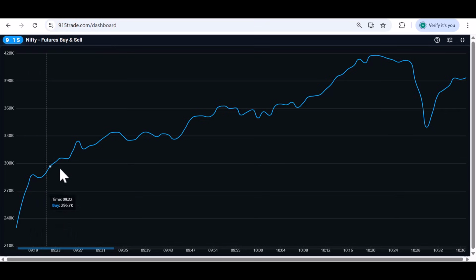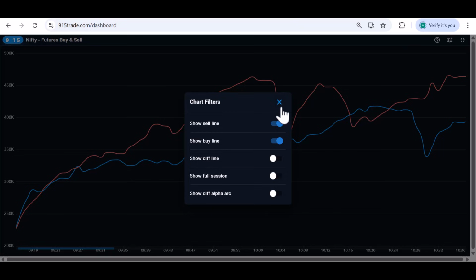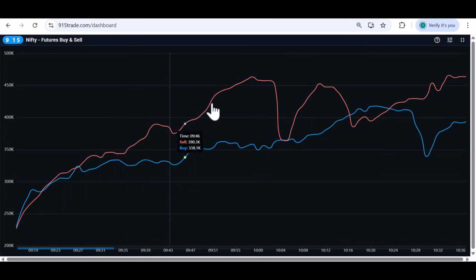The green line is called the buy line. Every time someone buys aggressively, this green line moves up by exactly that number of contracts. So, a fast-rising green line means big buyers are jumping in right now. The red line is the sell line. Every time someone sells aggressively, the red line moves up. A steeply rising red line means big sellers are dumping contracts at the moment.